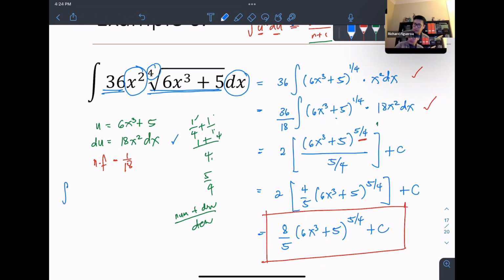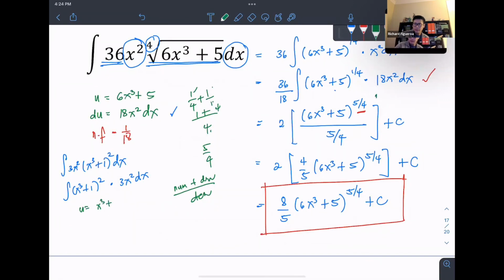So let's say we have... in this case, let's say hindi mo minove out yung 3. So ang ginawa mo is ganito: x cubed plus 1 squared. Then nag-move out ka ng 3x squared dx. So in this case, ang u mo will be x cubed plus 1. So pag dinerive mo yan, which is 3x squared dx.